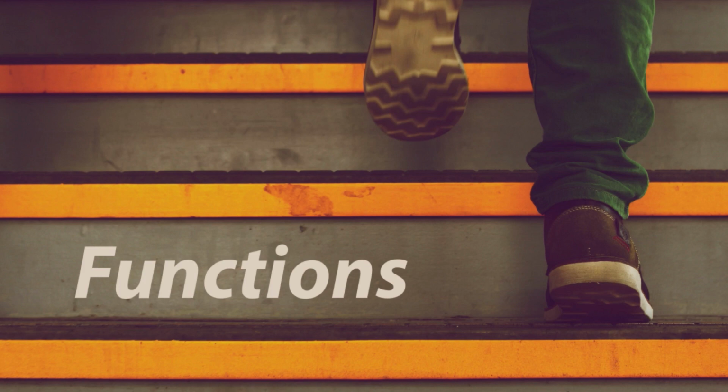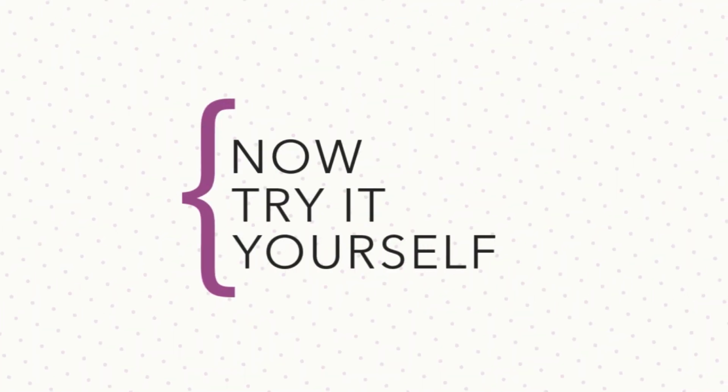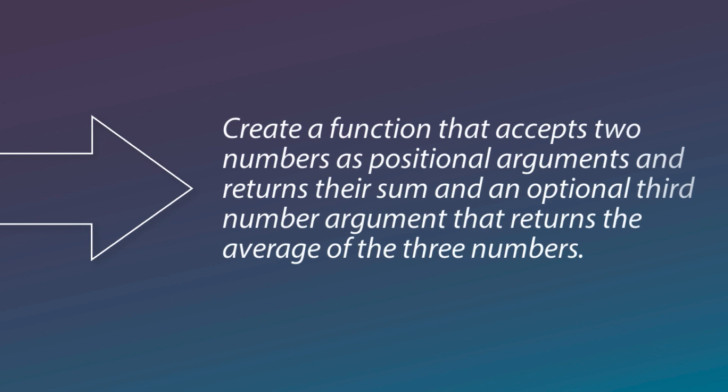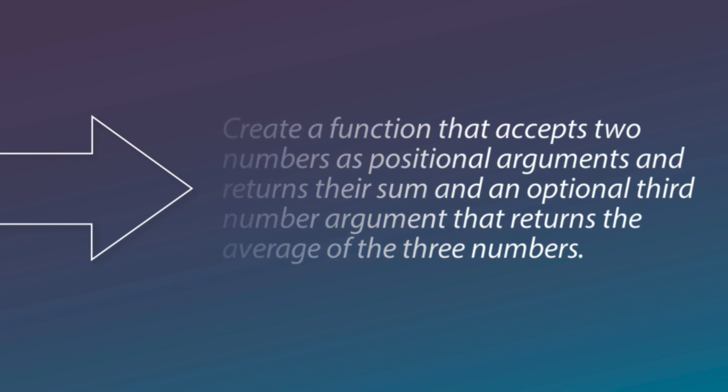Now it's your turn. Try to create a function that accepts 2 numbers as positional arguments and returns the sum of the two, and an optional third number argument that, if passed, makes the function return the average of the 3 numbers. Once you've tried it, let's check the solution.